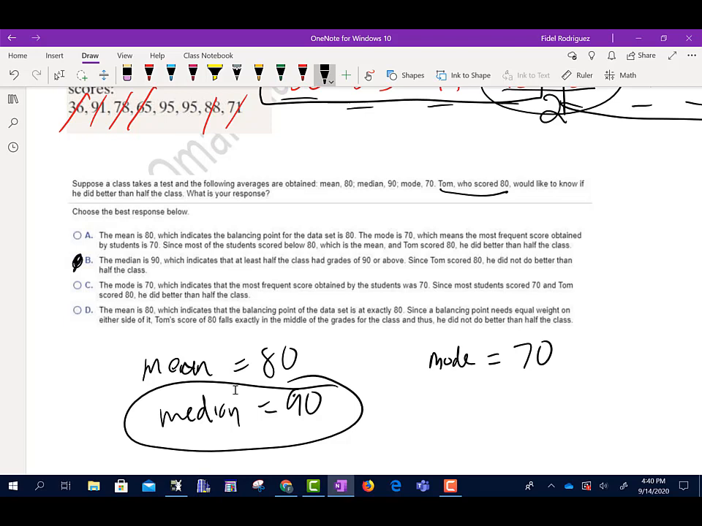I'm not even going to worry about the other ones because remember, the median is what we're looking at here, because he's concerned about half the class.